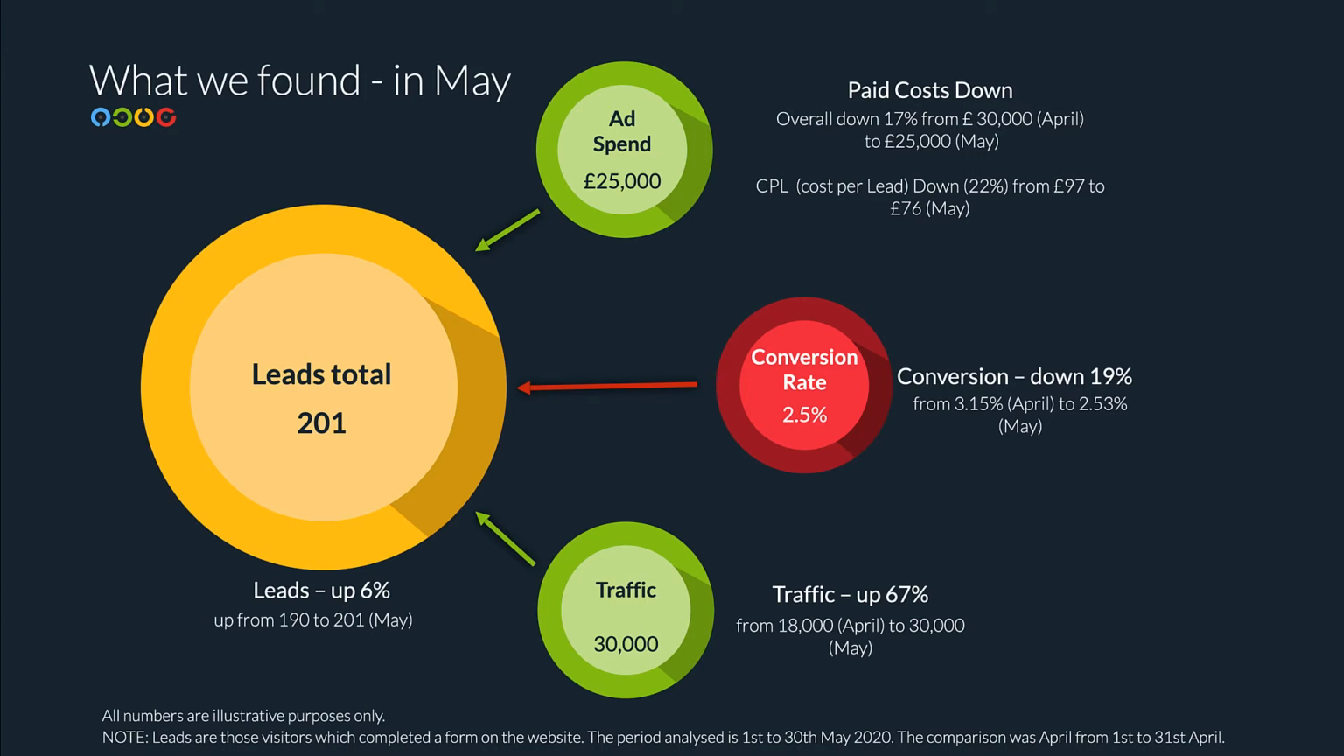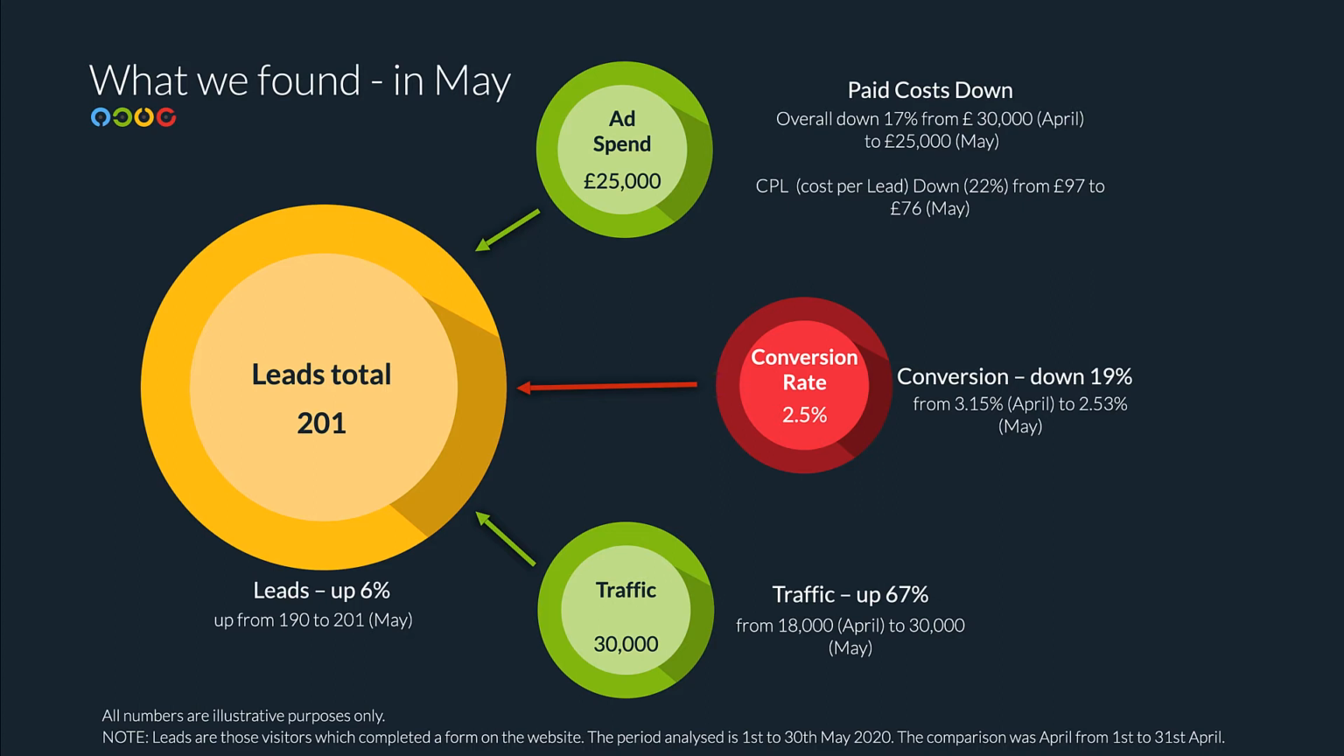So the 4 key metrics we want to look at. First of all, it's leads. How many leads did we get? Are we generating more or less leads? Of course, we need to understand whether those are of quality or not, but overall we need to know the total number of leads we delivered.